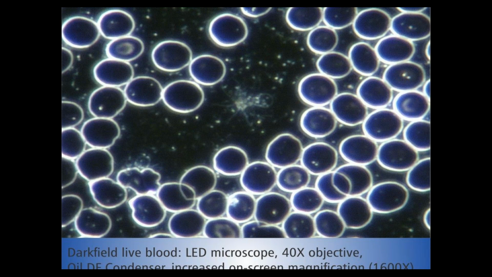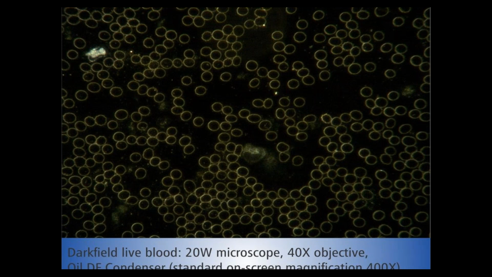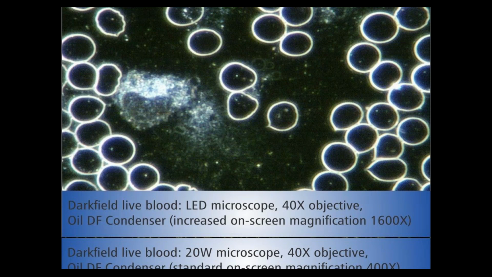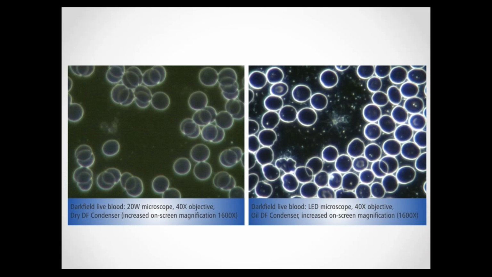So to illustrate this, we have a few images just of a specific area in a blood sample. And this first image is just a comparison between a 20 watt microscope with a normal condenser, and let's just go back to the previous image, and the ideal picture of what we want to see. And you can actually see the difference there very clearly between the two examples.